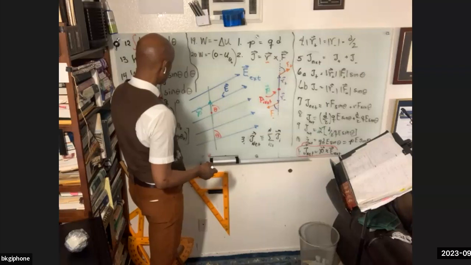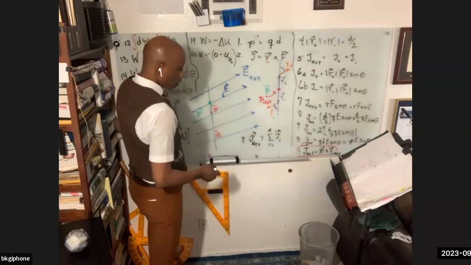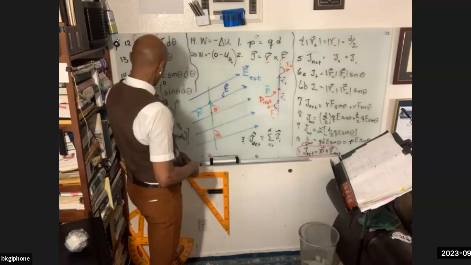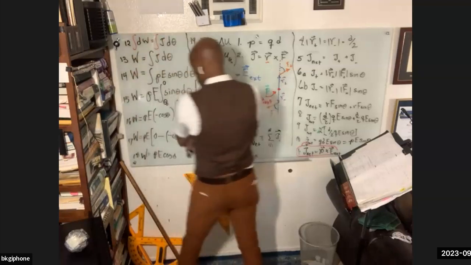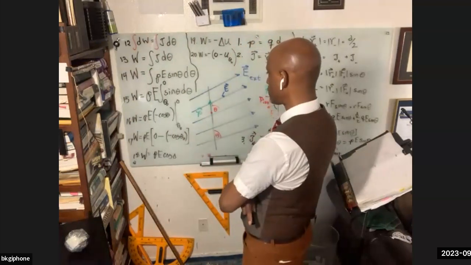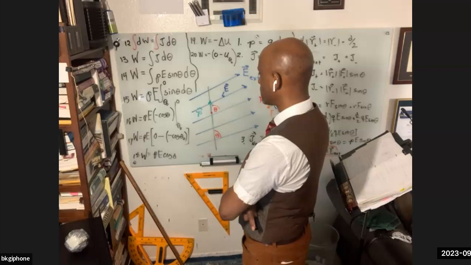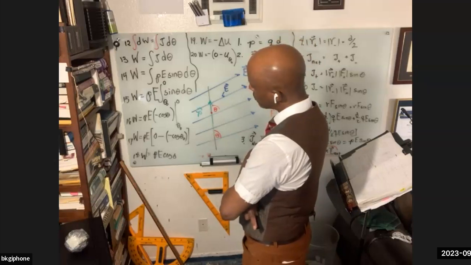Did I screw that up? Now it's flipped around. I should get a negative sign out of that. Okay, what's happening? Final minus initial. Final minus initial. Do we want to final minus initial?